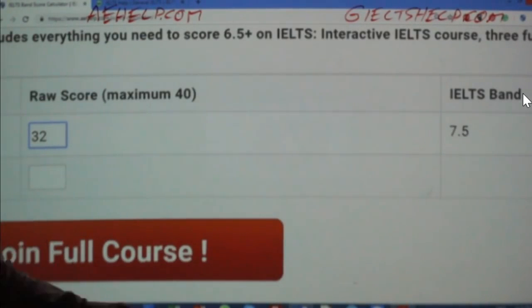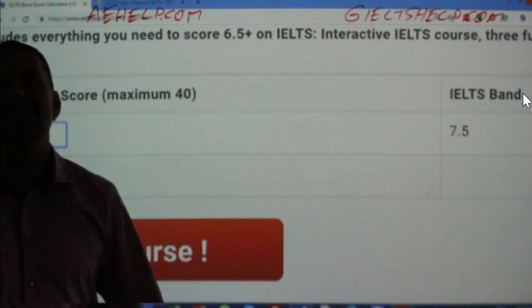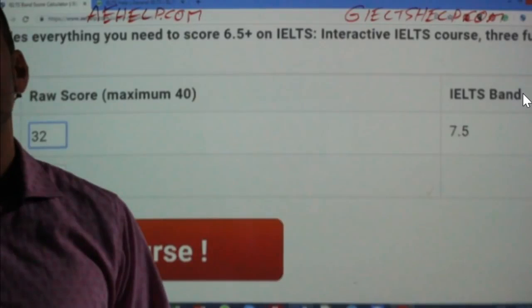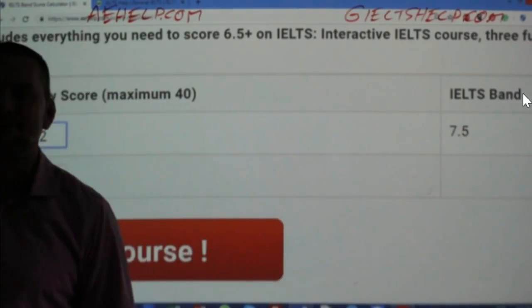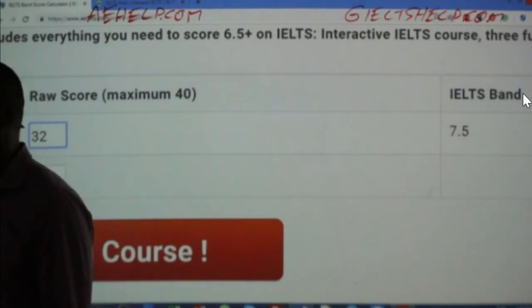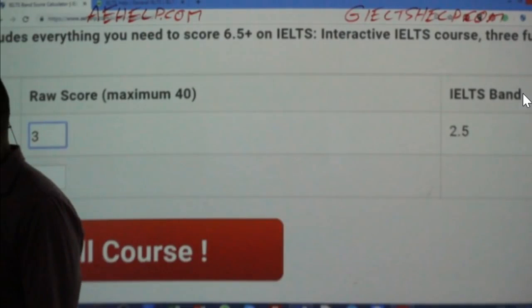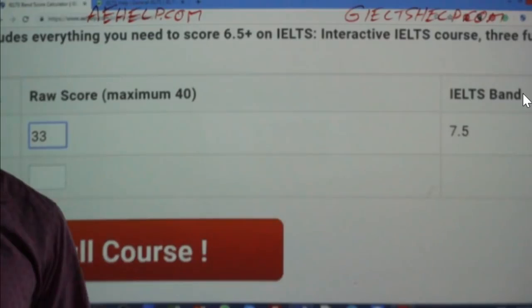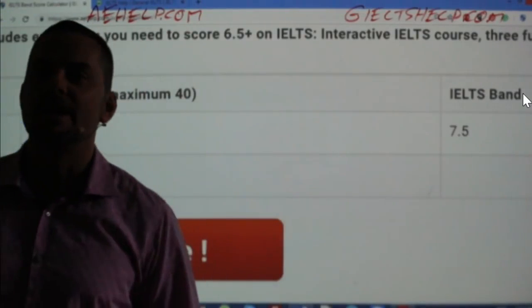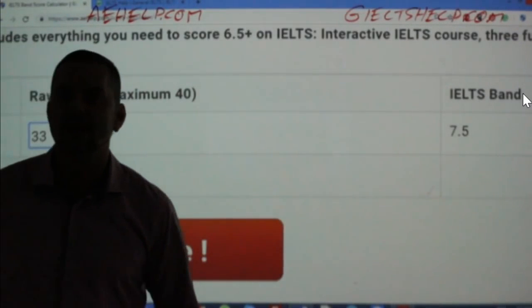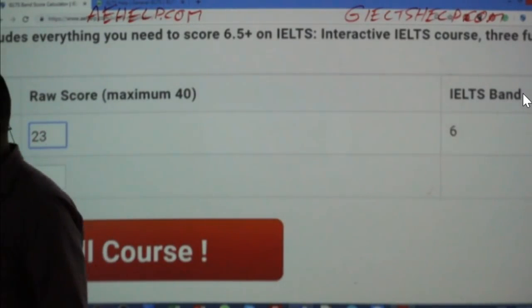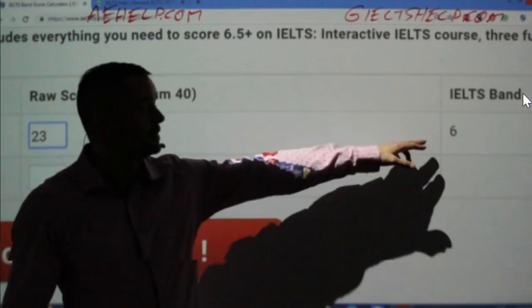32 is 7.5. Bagzad, yeah, I know you've done this listening before, maybe even twice. So 40 out of 40 will be a band 9, of course, 39 and 40. Rahul, 33 is 7.5. So that's pretty good for sure. All right. Any other scores? Ankai says 23. So 23 is a band 6. Okay.